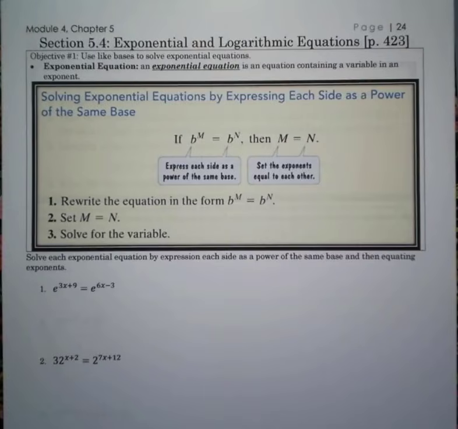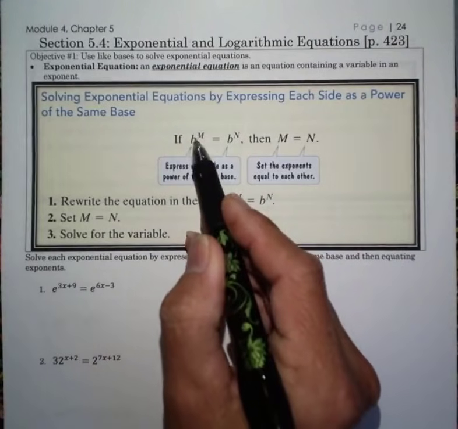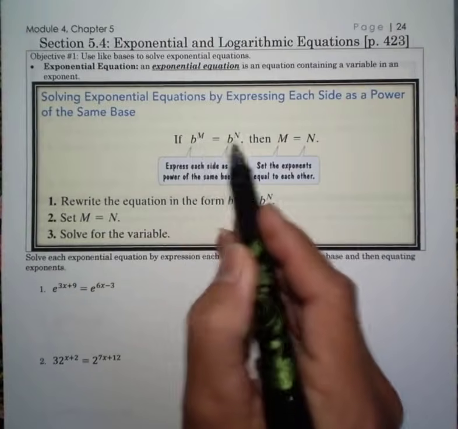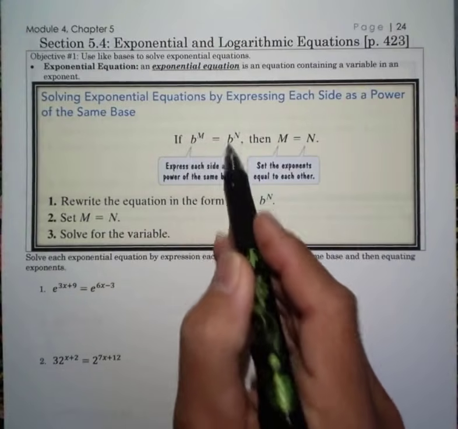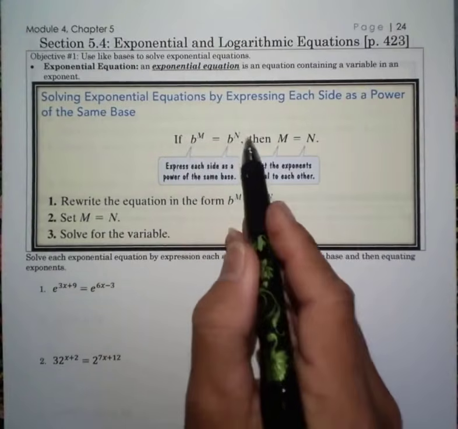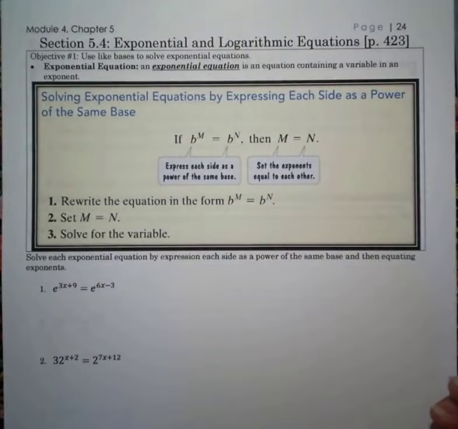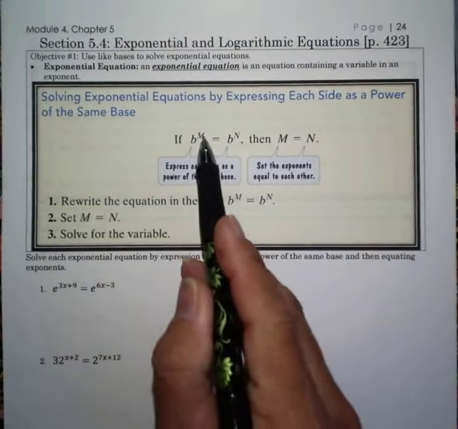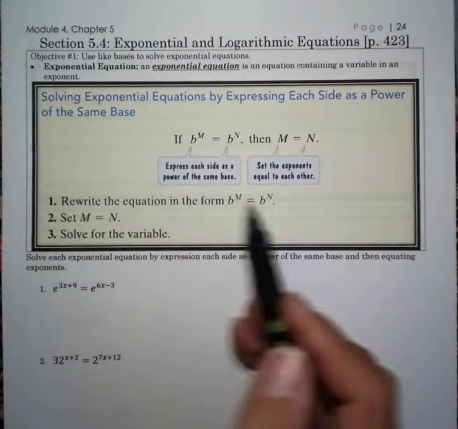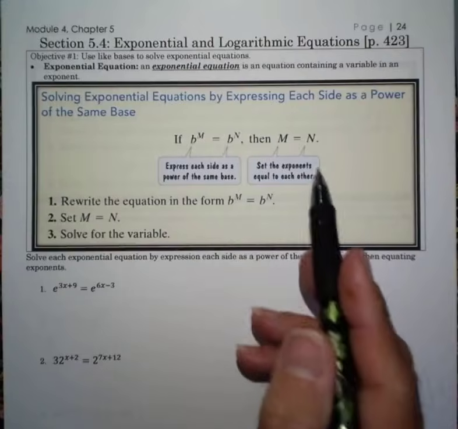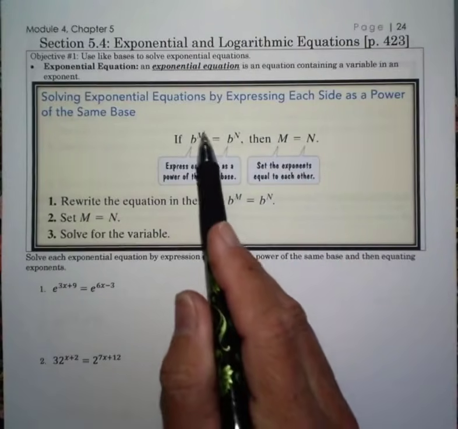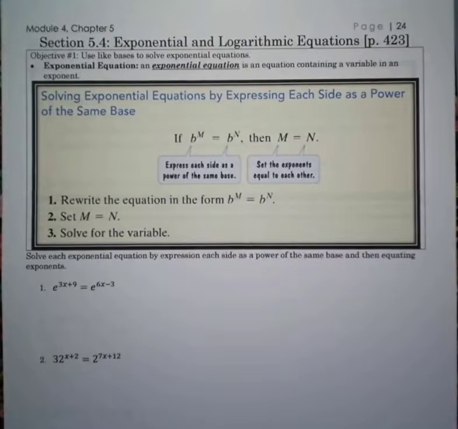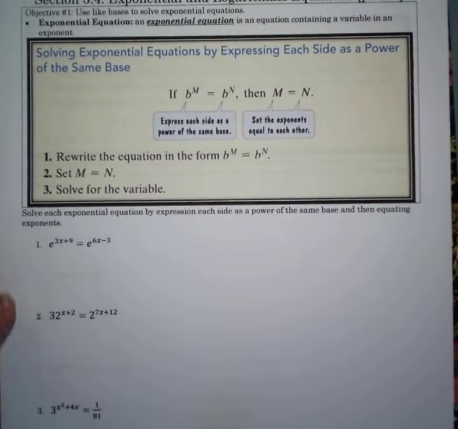What we're going to be doing is expressing each side of this equation as a power of the same base. In other words, when we have something raised to an exponent on both sides, if that number, b, the base, is the same, then it makes sense that the exponents would have to be equivalent. So if we can get it to the same base, then we can write the exponents equal to each other, and we can solve for the variable that's in the exponents. The reason we're doing this, of course, is because we have a variable, an unknown, in the exponent, and we have to be able to solve for it.